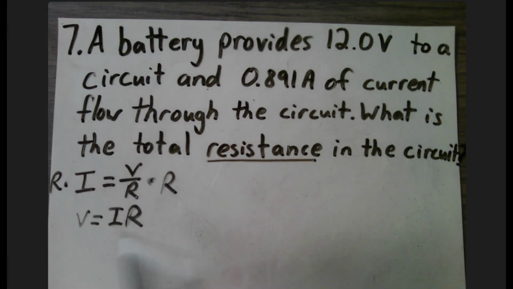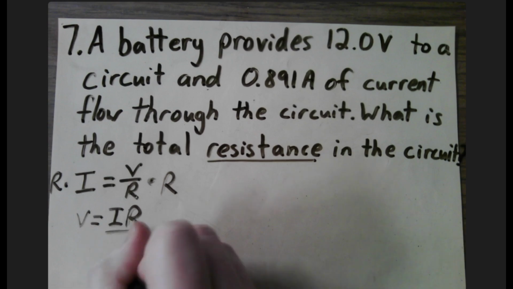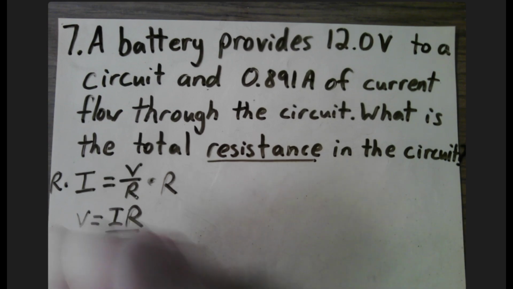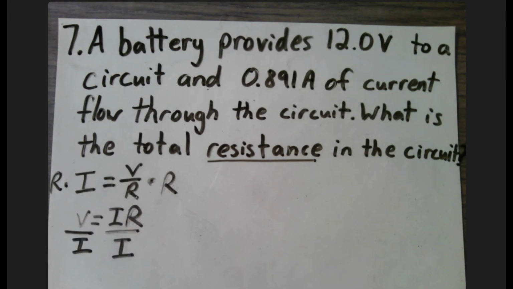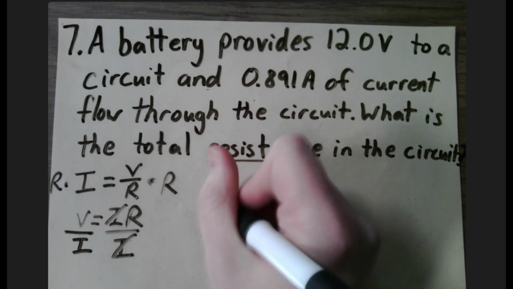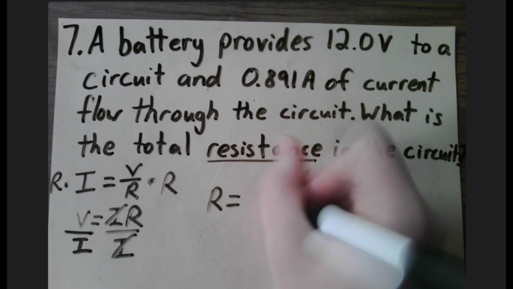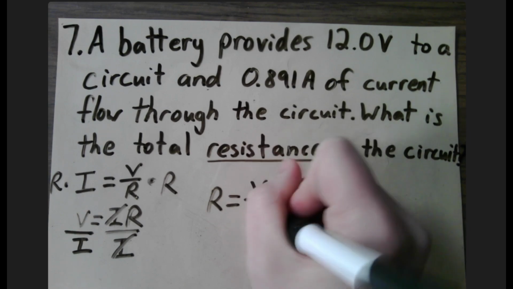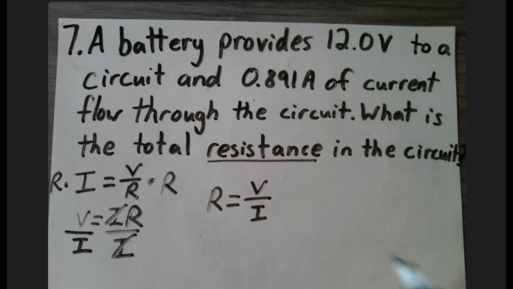But we still want R by itself. So now we're going to divide by I to get it by itself. These two I's cancel out, and now we're just left with R. This is R equals voltage over current. This is the formula we're going to be using for this problem.